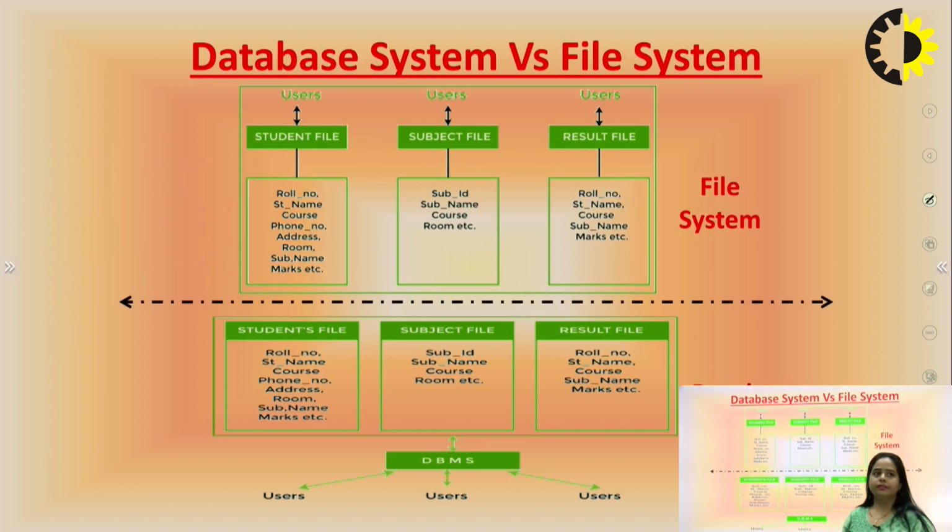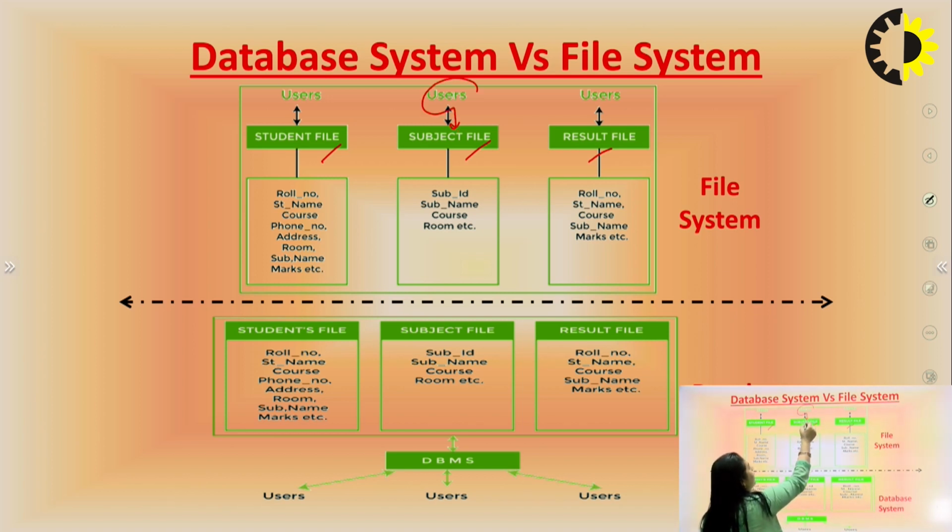Next, what is the difference between database and file system? Suppose I wanted to maintain the student record, so I am making 3 files: student file, subject file, and result file. These contain the information accordingly. So if I'm using the file system, I may maintain 3 files: one for student file, second one for subject file, third one for result file. And if I wanted to access one of these files, the user needs to directly contact this file.